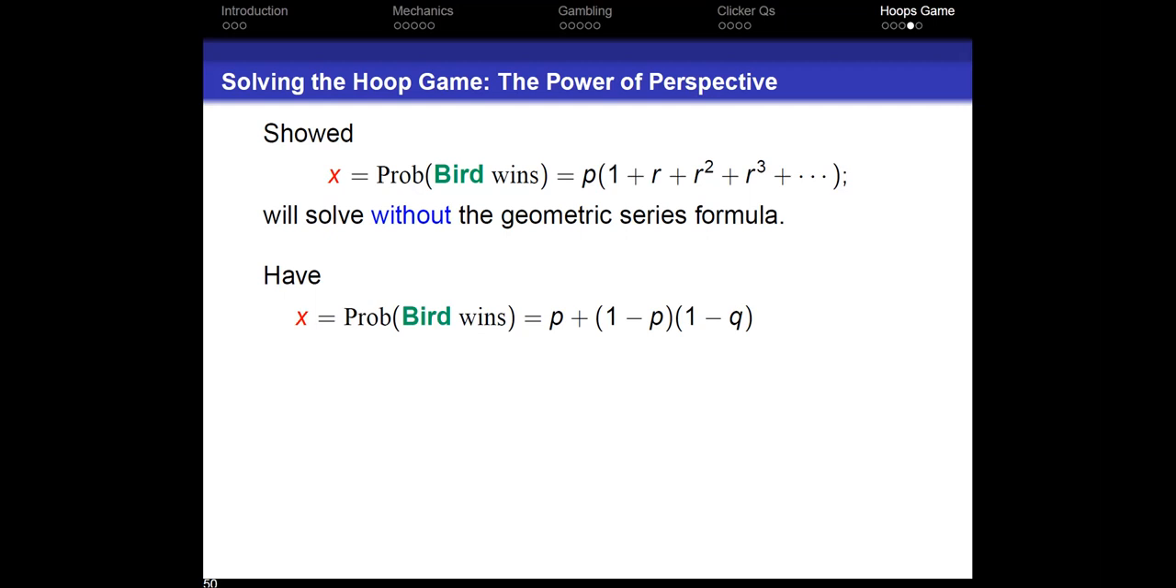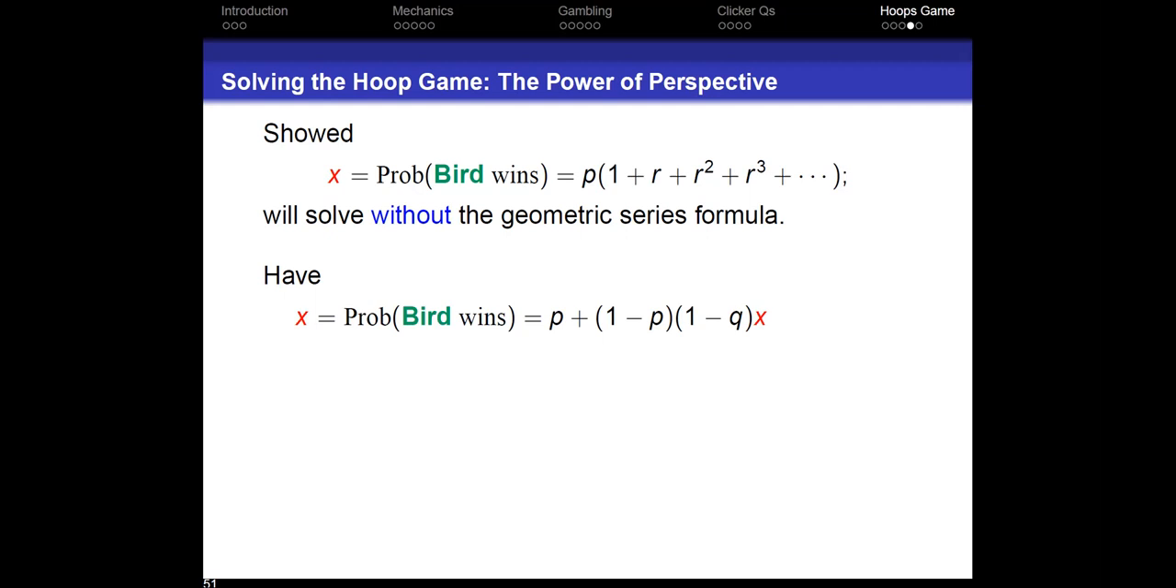X is the probability Bird wins when Bird starts with the ball. If they both missed, it's like we've just reset the game. Does the first shot matter? No, because they don't tie. So it's just X. We now go from having an infinite sum to having a finite sum. For those of you who remember the standard proof of the geometric series formula, you multiply by R, you subtract, you have a telescoping sum, you do it with a finite sum, and then you take a limit. We bypass all of that.